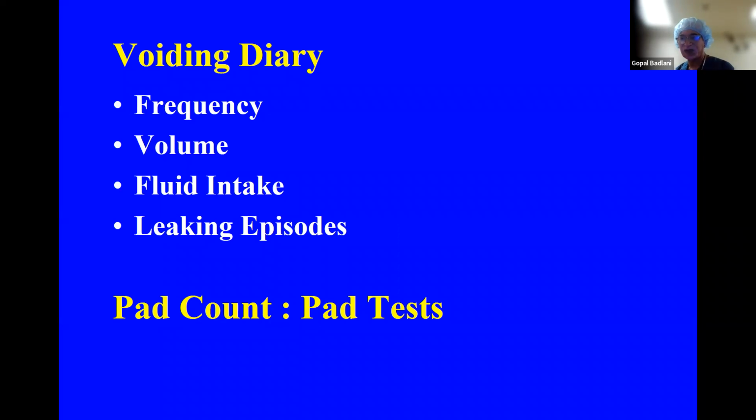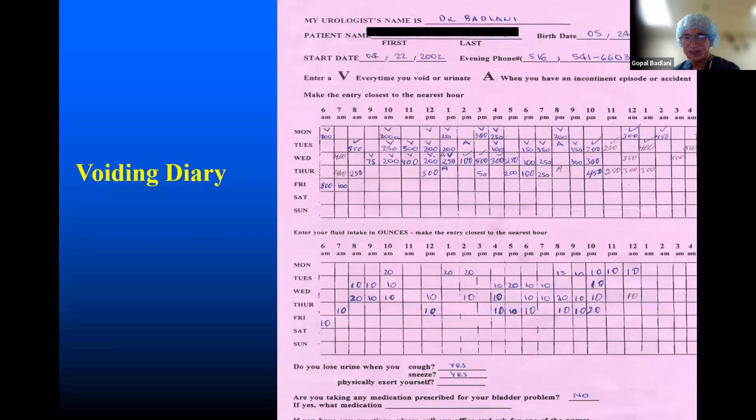It is helpful to have the patient keep a diary for 2 days. There are many apps available now, such as BladderPal, but a paper diary is good enough. They can keep track of how often they are urinating, how much they're going at a time if they can measure it, their fluid intake, and any leaking episodes. It helps to have the number of pads measured in terms of the amount of urinary loss. A diary looks something like this.